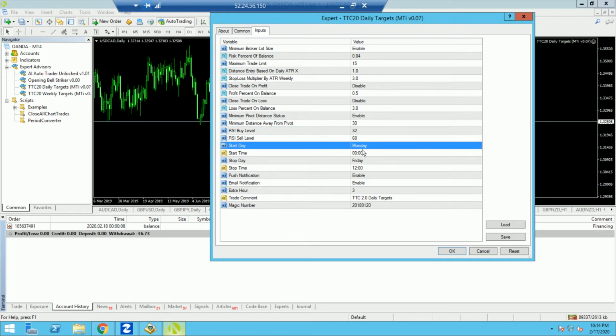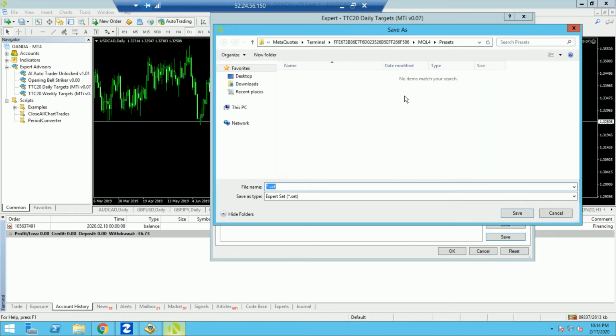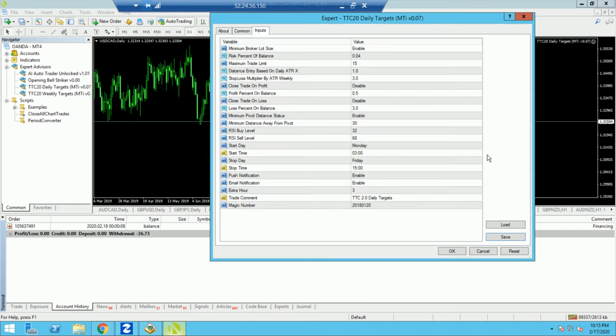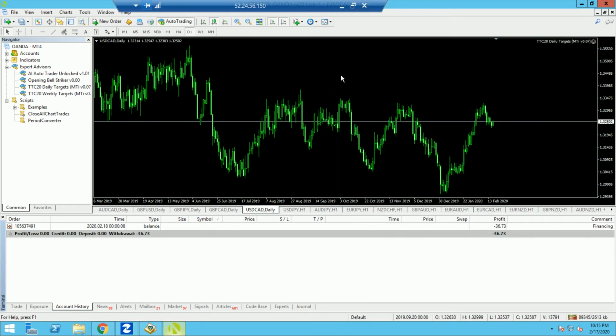That's perfect there. This I'm going to change to my broker time, which is 3 o'clock. There we go. I'm going to change that as well. And I want to get some push notifications on this. I'm going to call that my daily targets. That's fine. So I'm going to save this setting right here, and I'm going to call this my daily targets. Just give it a name. And I'm going to save that and run this on the system right here.